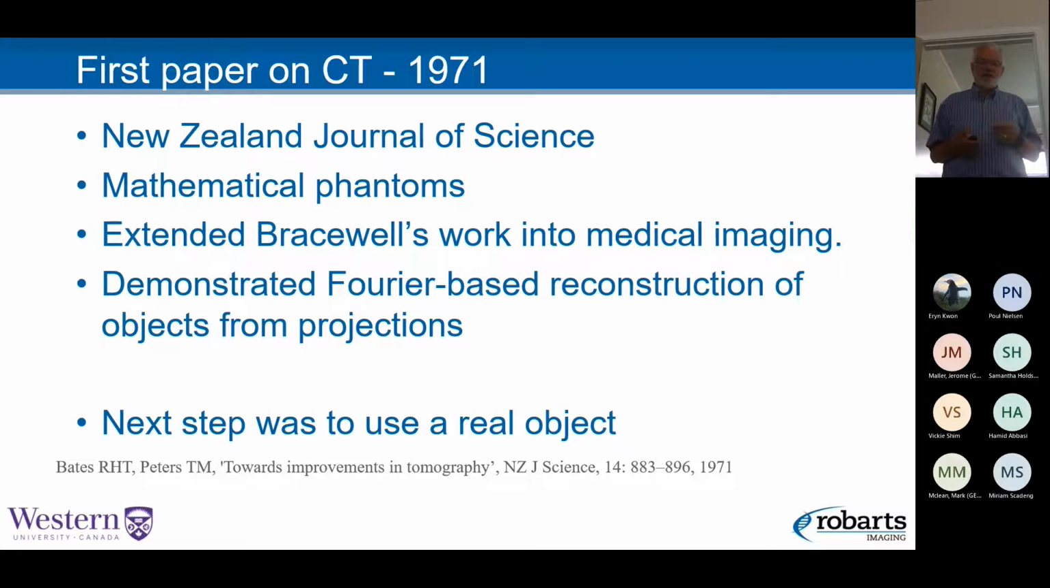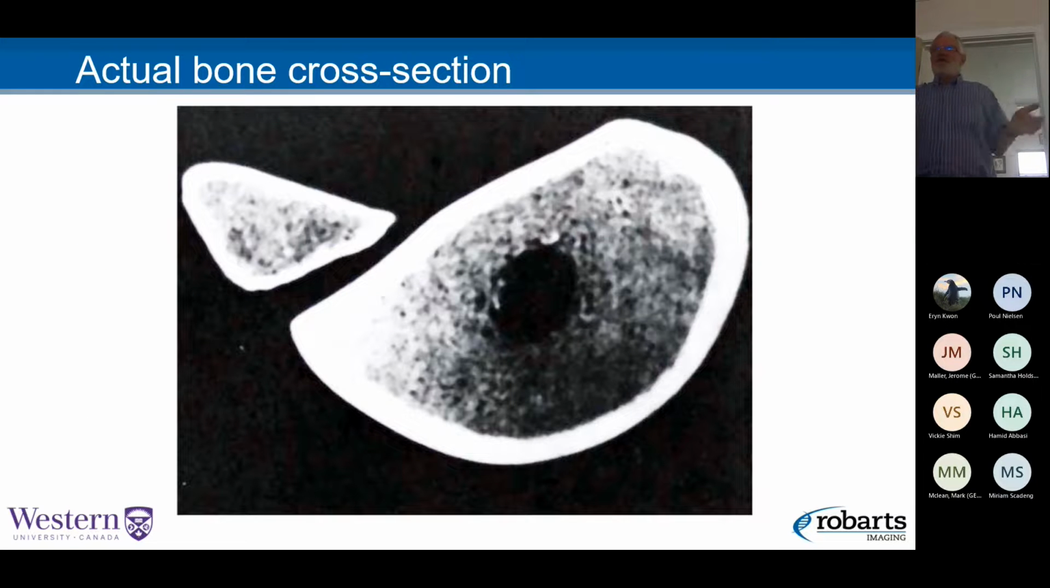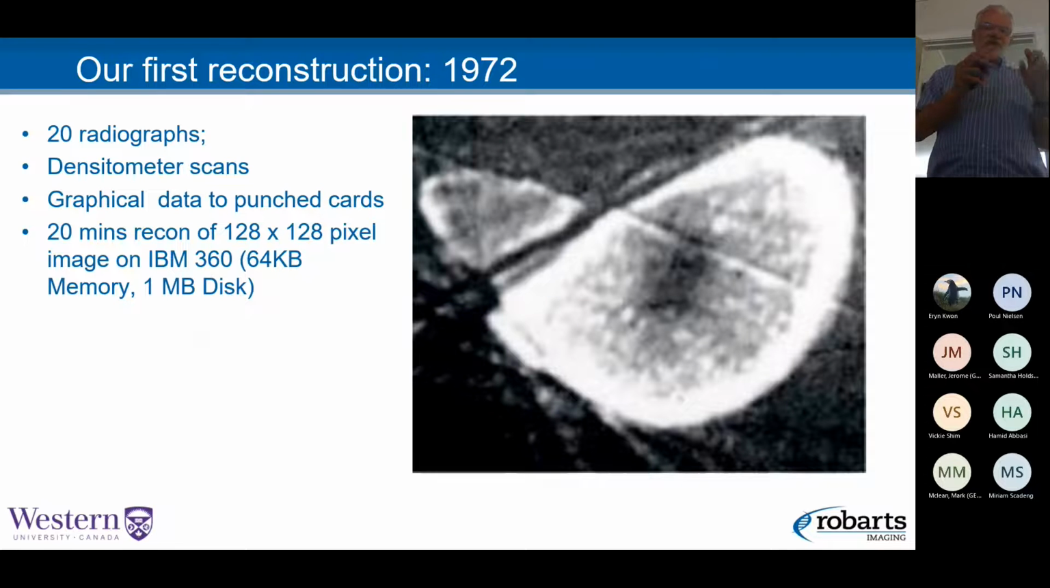The next step was, of course, to use a real object, and being in New Zealand, the obvious object was a sheep's bone. So we took a sheep's bone. This was the actual cross-section of the sheep's bone. And after we took 20 radiographs, made densitometer scans of a particular line in each radiograph, transcribed these data from the curves onto punch cards, it took 20 minutes to reconstruct a 128 by 128 image on an IBM 360 computer, which is what the university had at the time. It had 64K of memory and 1 megabyte of disk.